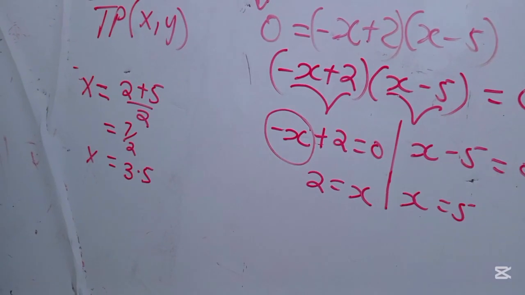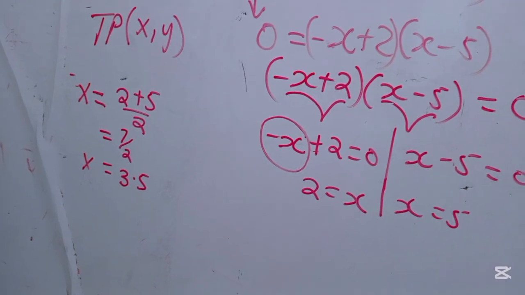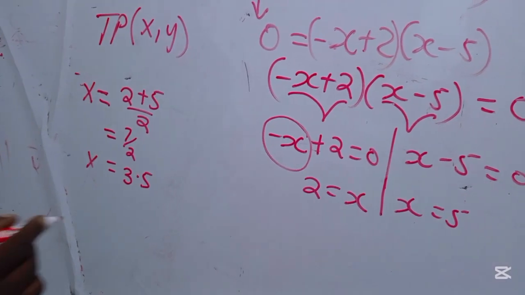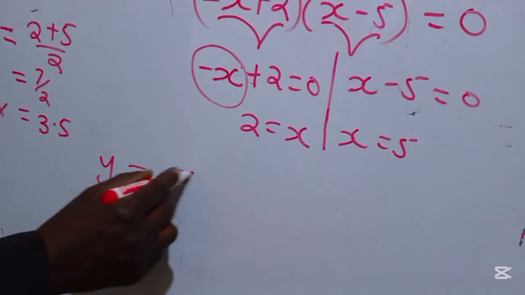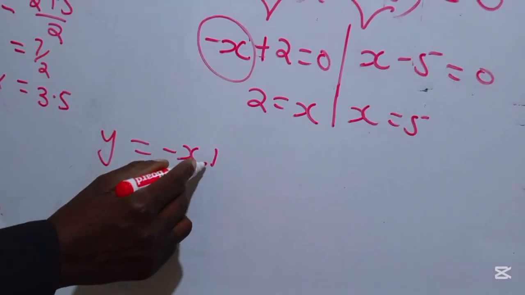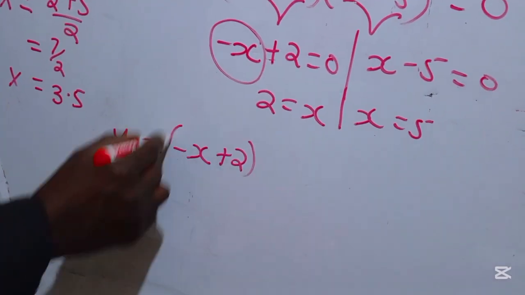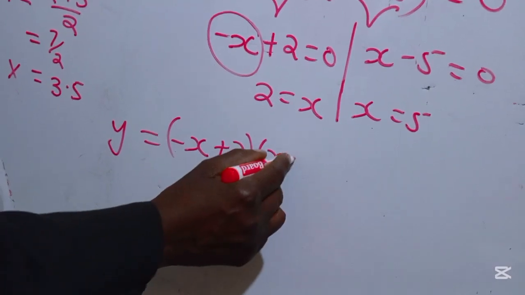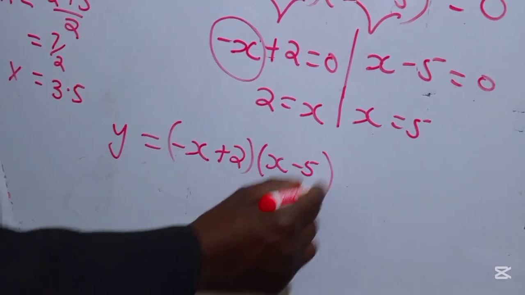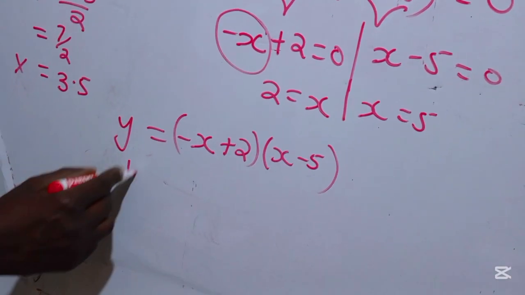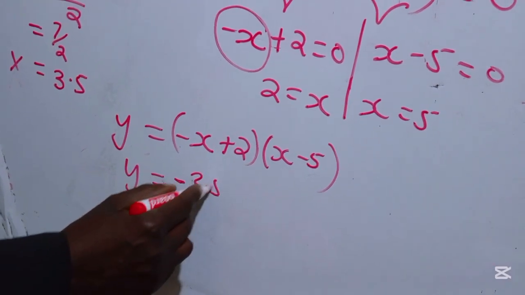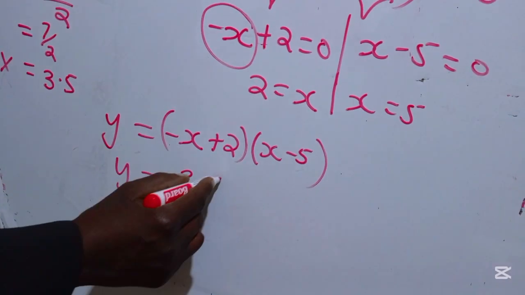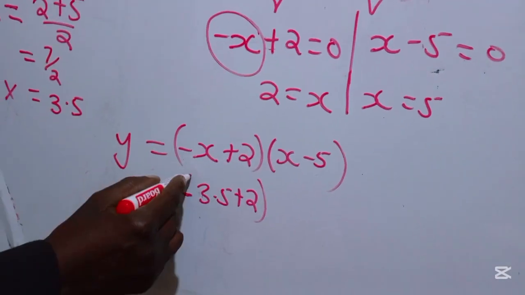So from there now, I put it in the value of the equation. The original function states negative (x plus 2) times (x minus 5). You agree with me that here you are going to get negative 3.5 plus 2. You just have to substitute. You agree with me?